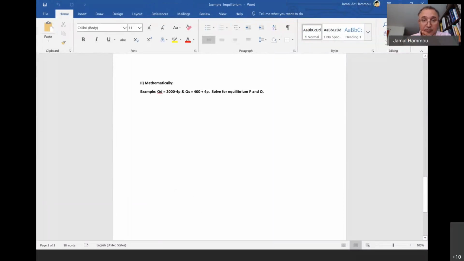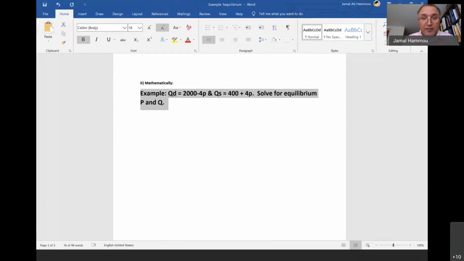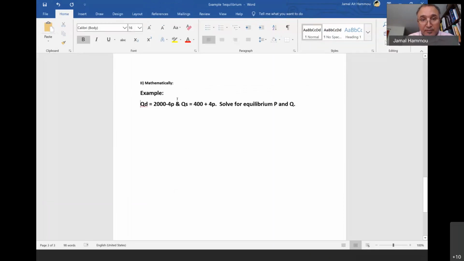Find the equilibrium for this equation. So we have the example here. If you cannot see it, I'm just going to make it bigger so you can see it. Find the equilibrium for this example. I have a product that has the following. Solve for the equilibrium. Okay, I'll give you 5 minutes to try it, and then find the equilibrium.